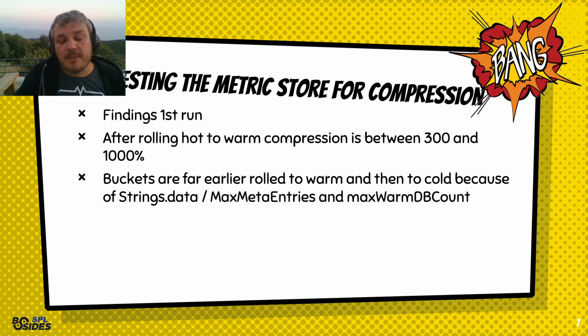And the max metric entries then was overflowing, and basically a hot bucket got rolled to warm. And once I was hitting 300 warm buckets, it was rolling to cold. So I never hit the limits of the warm, home path storage size that I had configured. And I was quickly rolling over to cold storage, and it was just like, oh wow, that was unexpected, let's say, right?